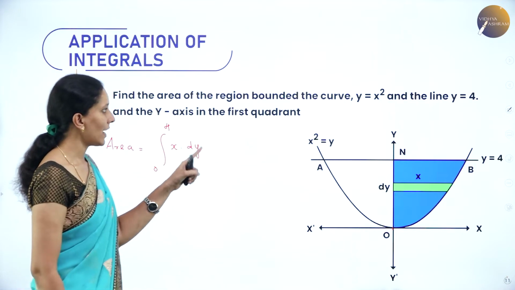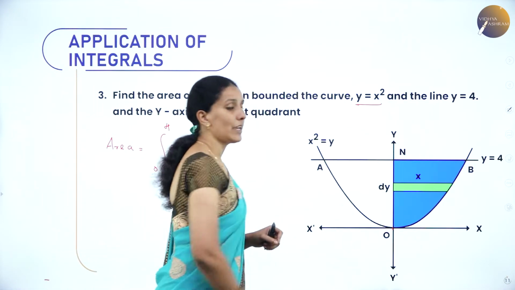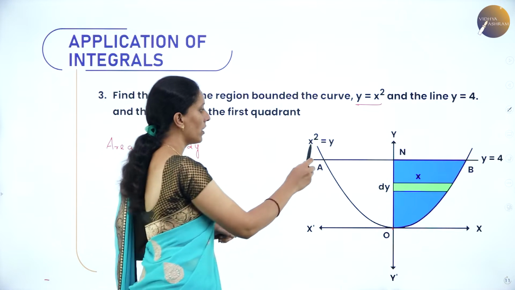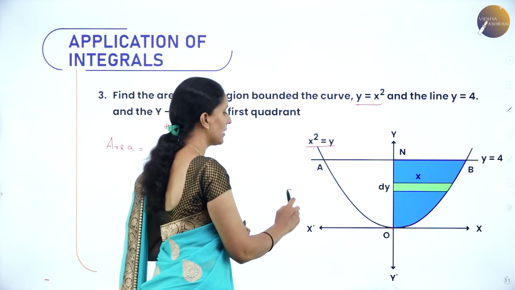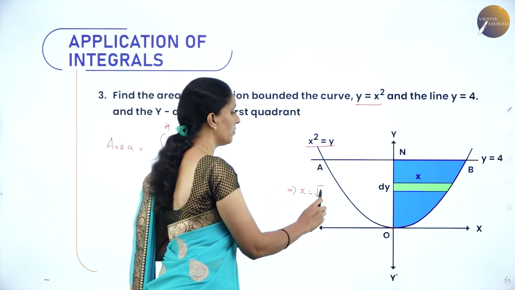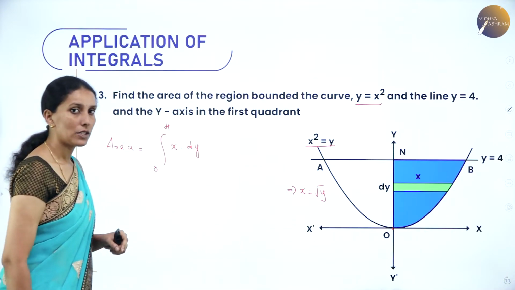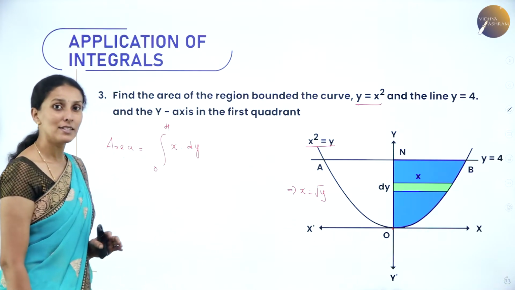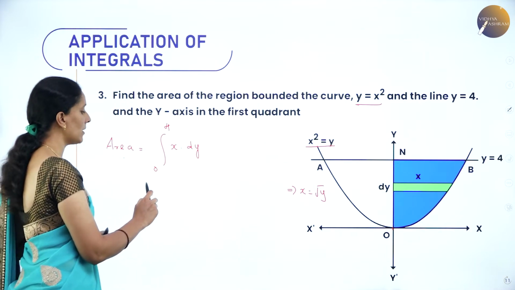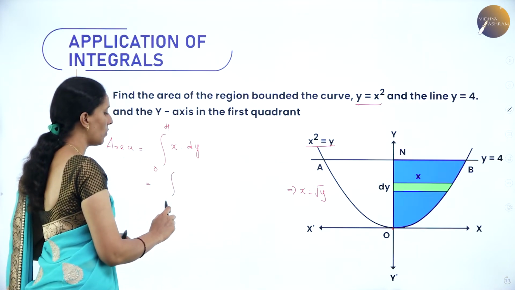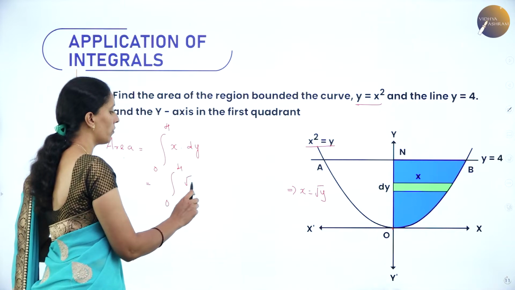So therefore what is x here? We have y is equal to x square. So therefore x square is equal to y. This implies x is equal to root y. Only take the positive quantities for the root because area is positive. So what happens here? The integral from 0 to 4 of root y dy.